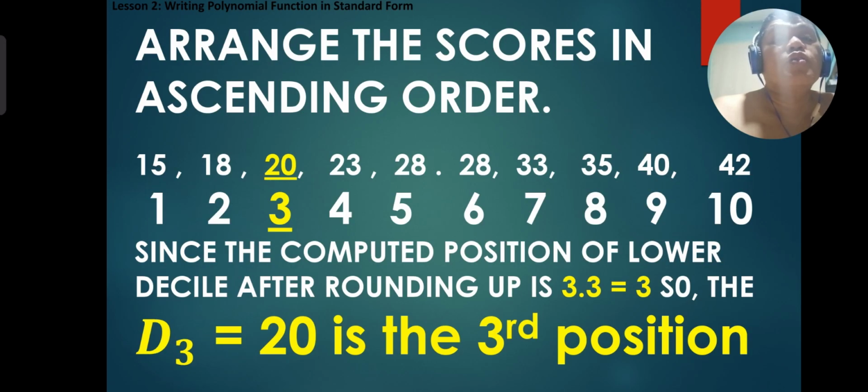So we are going to arrange the scores in ascending order. We have, starting from 15, 18, 20, 23, 28, 28, 33, 35, 40, and 42. We assign the positions: 15 is 1, 18 is 2, 20 is 3, 23 is 4, 28 is 5, until 42 is 10. Since the computed position of the lower decile after rounding is 3.3, the computed value is 3, and the third position of the given test scores is equal to 20. Therefore, decile 3 is equal to 20, which is the third position.